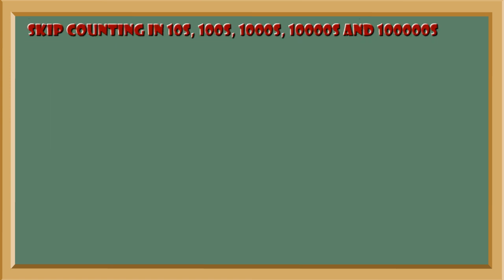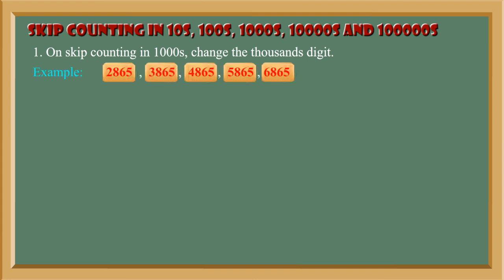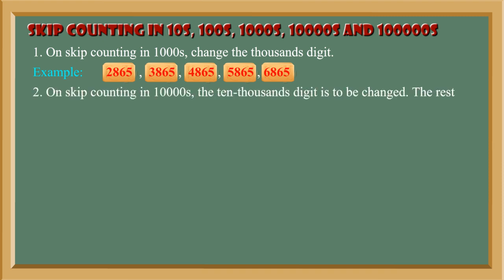Skip counting in tens, hundreds, thousands, 10,000s and lakhs. First, on skip counting in thousands, change the thousands digit. Example: 2865, 3865, 4865, 5865 and 6865. Second, on skip counting in 10,000s, the 10,000s digit is to be changed. The rest of the digits remain unchanged.